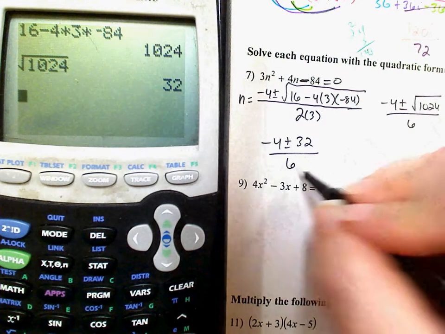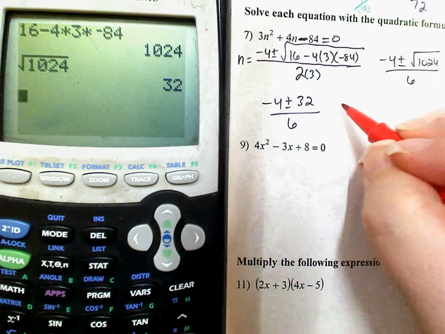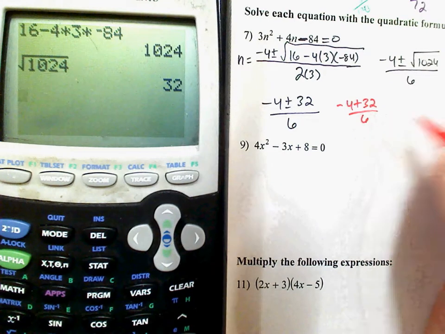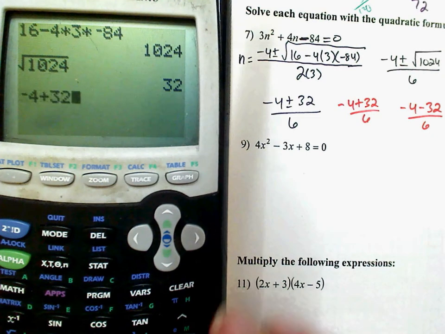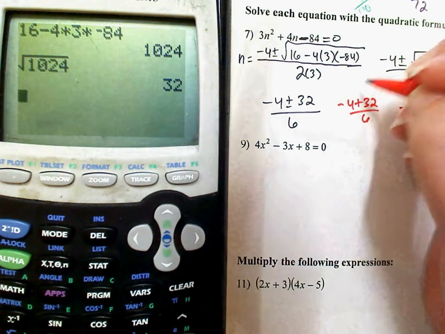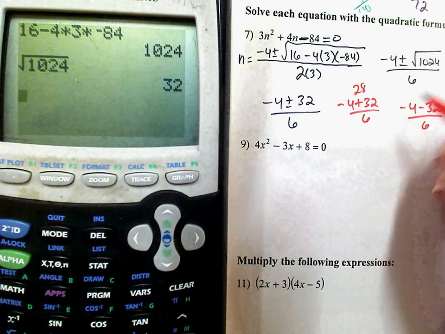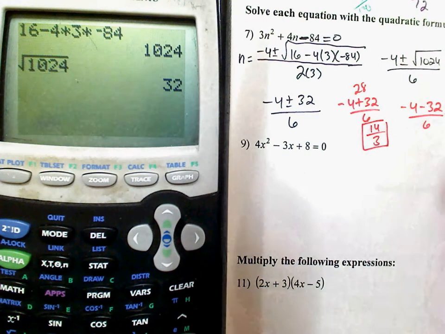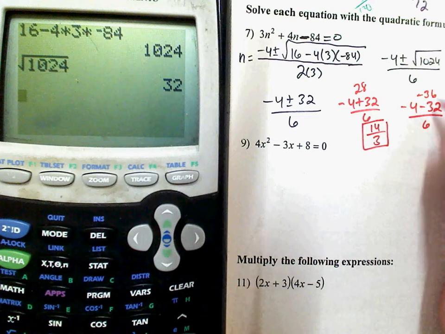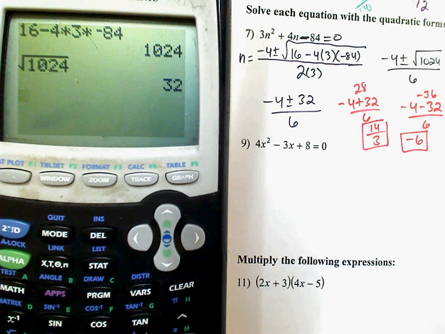If you get a whole number, no imaginary, no radical, then you've got to simplify. So it is negative 4 plus 32 divided by 6, and negative 4 minus 32 divided by 6. Negative 4 plus 32 is 28. And 28 and 6 both divide by 2. So that makes 14 thirds. And negative 4 minus 32 is negative 36, and negative 36 divided by 6 is negative 6. So we've got 2 answers there: 14 thirds and negative 6.